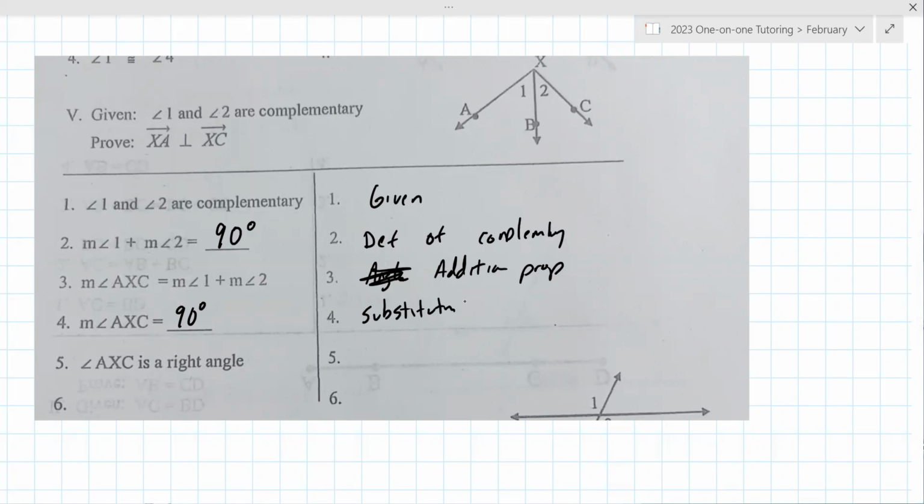All right, so now we're almost there. AXC is a right angle, and I look at that as the definition of a right angle. If its angle measure is 90, then definition of right angle is what's going on here. So we're almost there. The last line is always the prove.